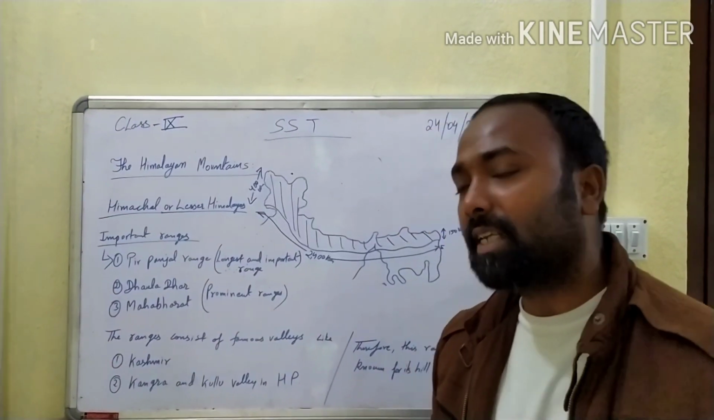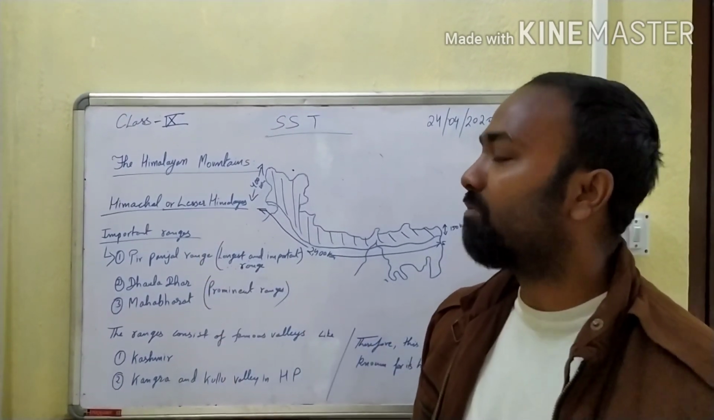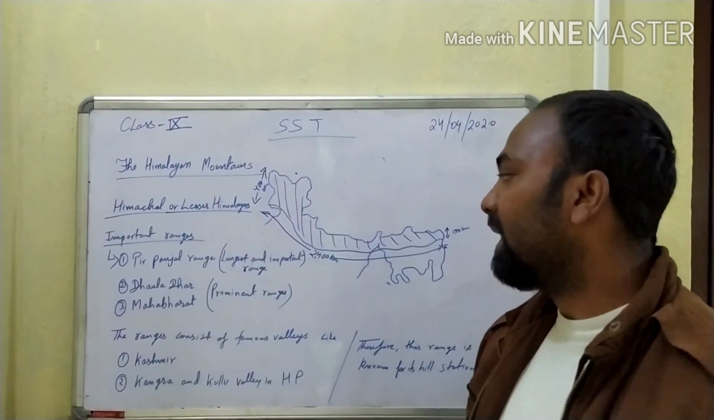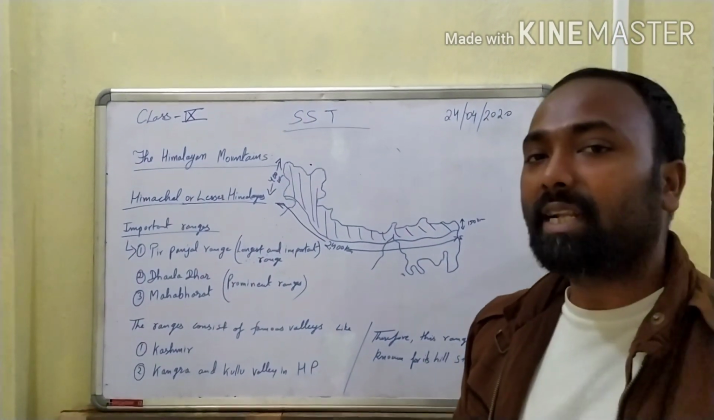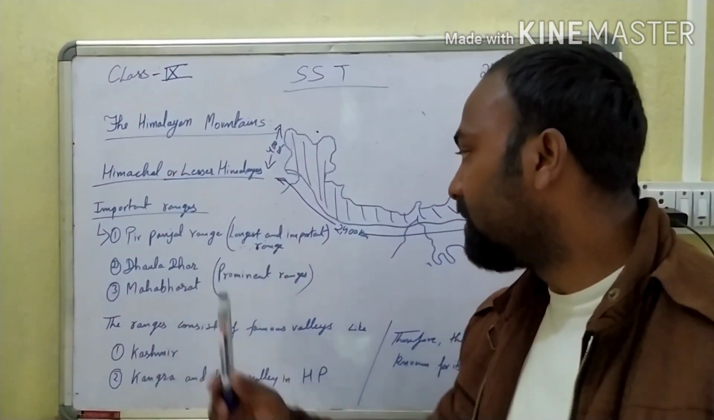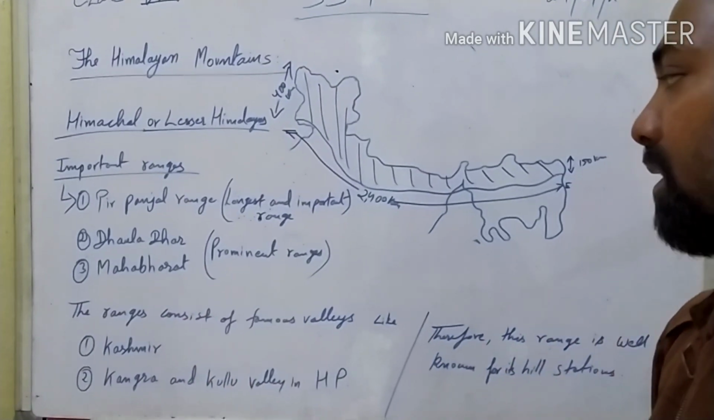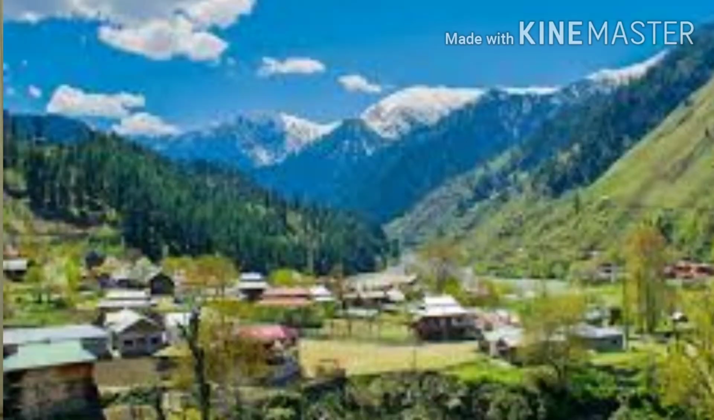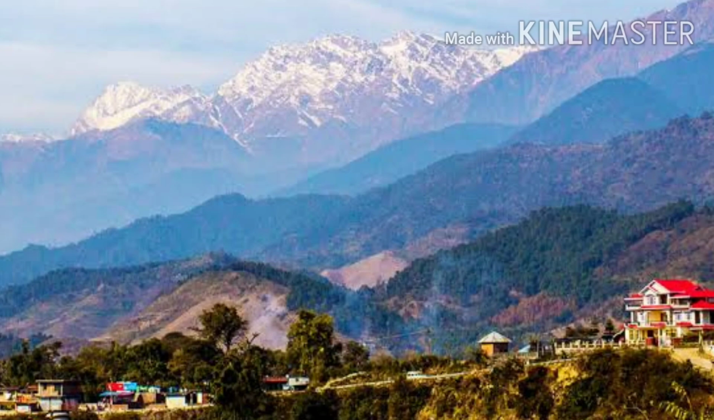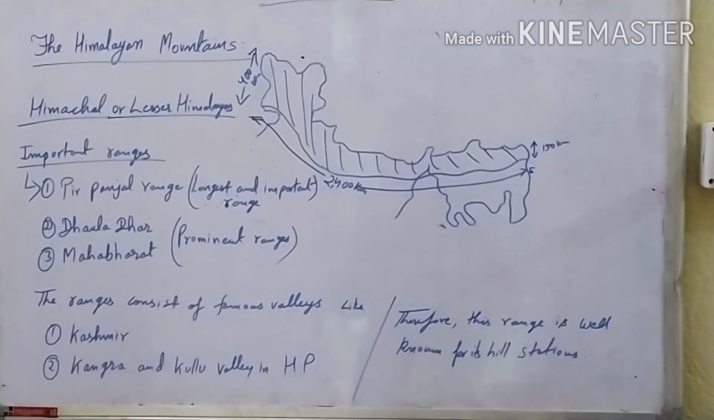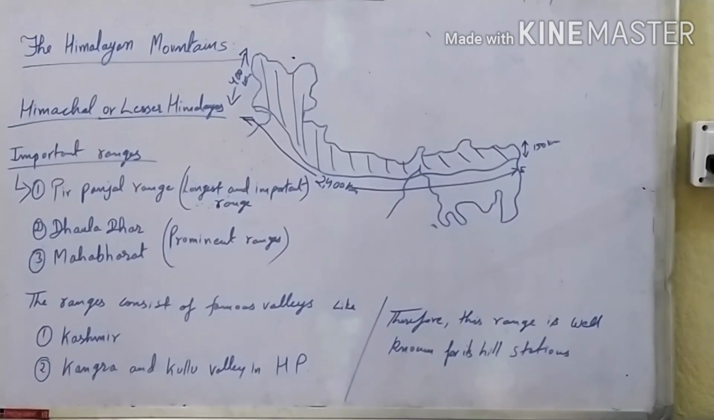Now let us discuss some of the important ranges in the Himachal or the Lesser Himalayas. The first one is the Pir Panjal range. It is the longest and the most important range in the Himachal. The next ones are Dhauladhar and Mahabharata. These two are also important and prominent ranges of the Himachal. The ranges consist of famous valleys like Kashmir, Kangra and Kulu Valley in Himachal Pradesh. Here I have put HP, which means Himachal Pradesh. Therefore, these ranges are well known for their hill stations.